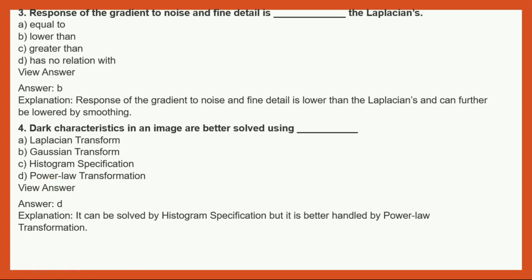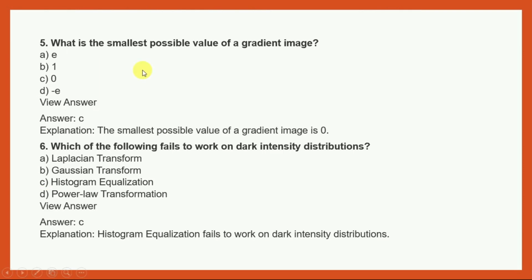For histogram specification, we basically need a power law transformation. Now the question is, what is the smallest possible value of a gradient image? That is the major question from this topic, so mark it important. So what is the smallest possible value of a gradient image? The answer is option C, that is 0, because the smallest possible value of the gradient image is 0.